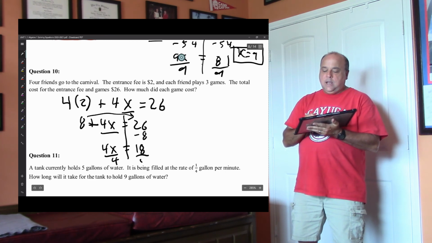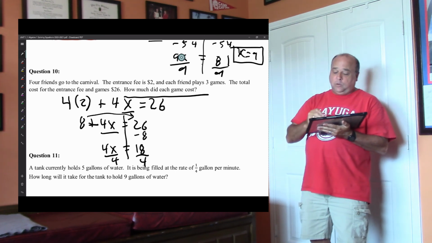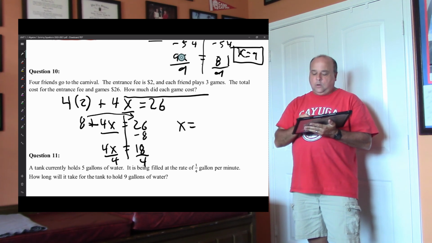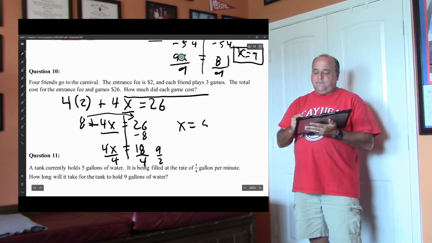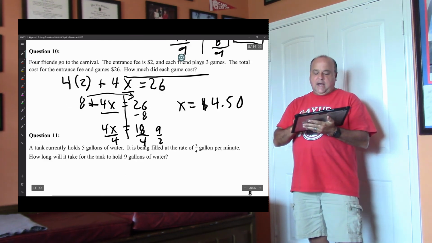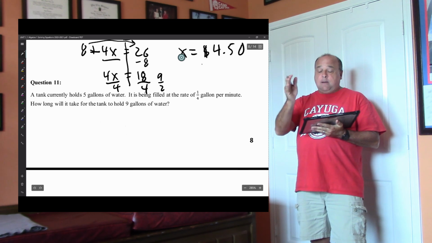Divide by 4. Now then, our answer here is money. And we'll write money as a decimal. So x equals, if you do 18 divided by 4, you won't leave that as 9 over 2. It's going to be $4.50. And the last one, and hopefully I'll get this through before the camcorder dies.